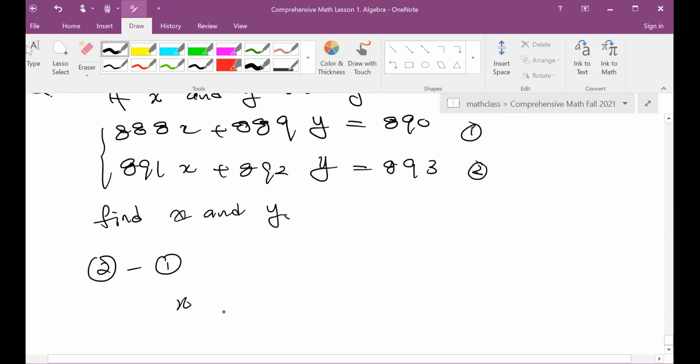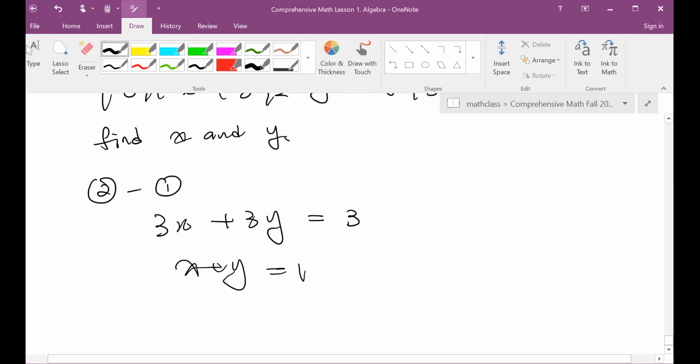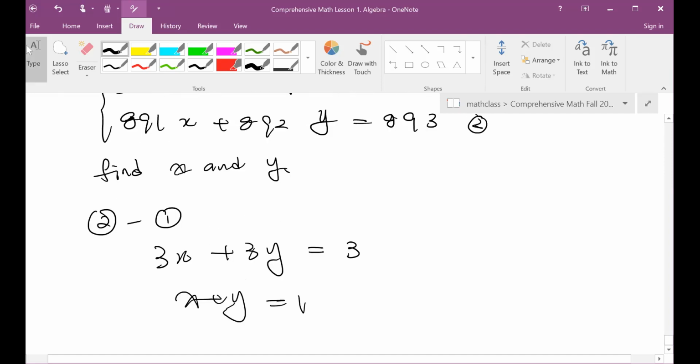Let's see. You get 891 minus 888, that'd be 3x. And the difference of those two numbers, 892 minus 889, would be 3y. And here it is going to be 3. Okay, so now it's clear x plus y equals 1. Now, once you have this relationship, then the rest of the part is trivial. You get x plus y, then you can use any of the above equations to get x.